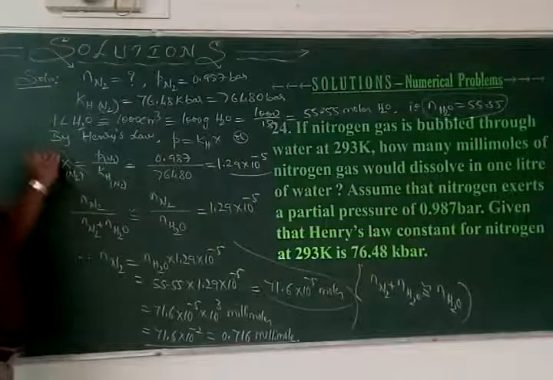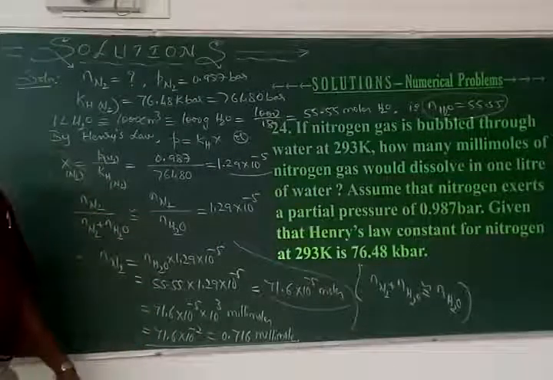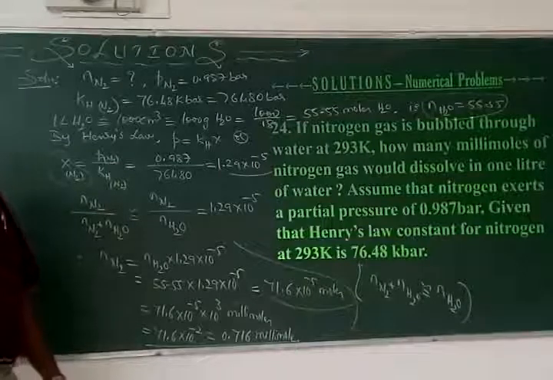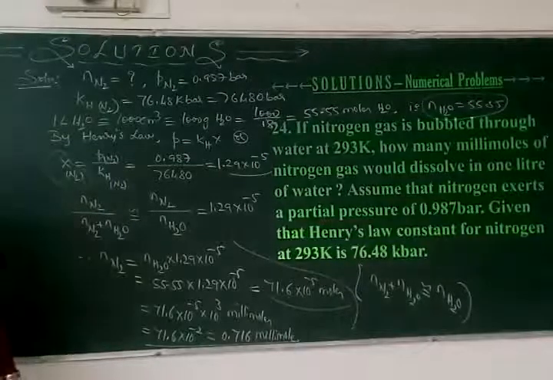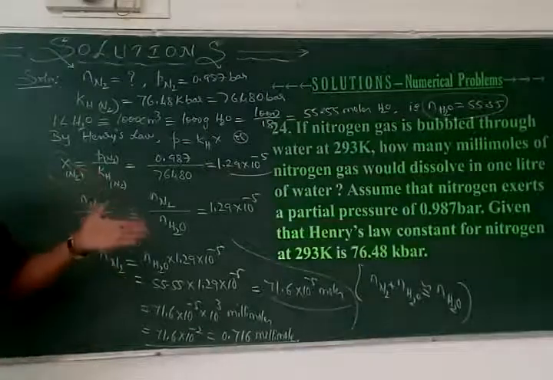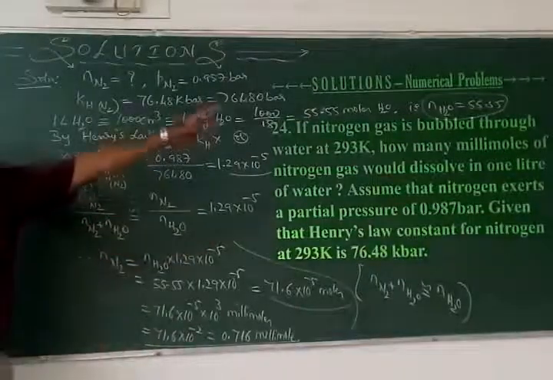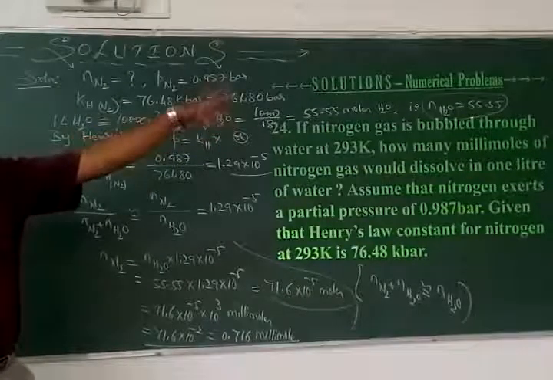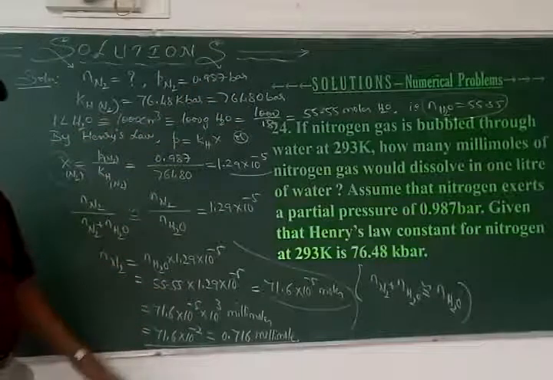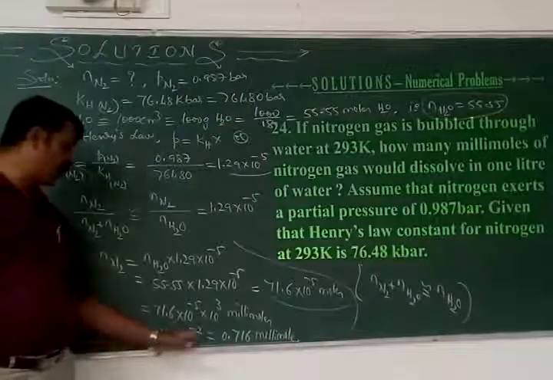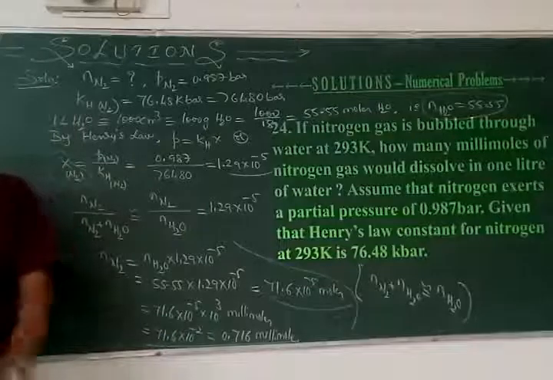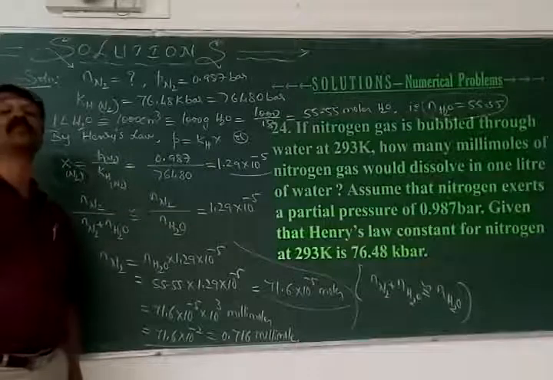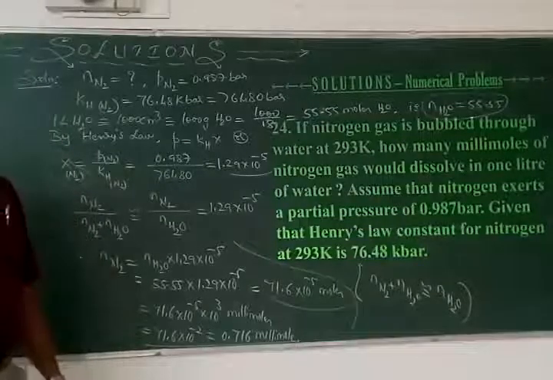Okay. So here, to be very clear, if the total number of moles of the solute and the solvent is considered, we are usually neglecting the number of moles of the gaseous solute as compared to the number of moles of the liquid solvent. Here, the number of moles of water, the solvent, is 55.55. It is very high as compared to 0.716 or 71.6 into 10 to the power of minus 2 moles. That is why we are always neglecting the number of moles of the gaseous solute as compared to the total number of moles of the liquid solvent.